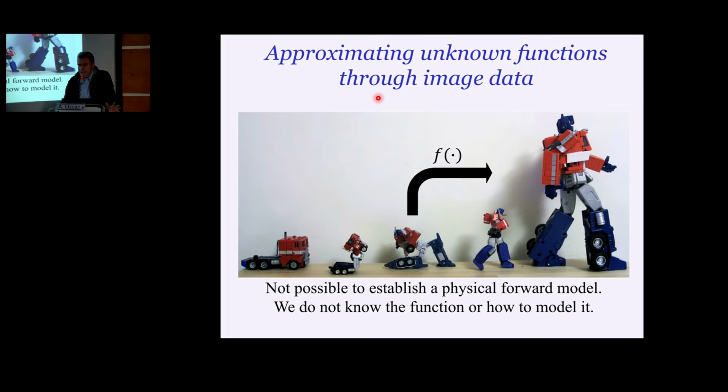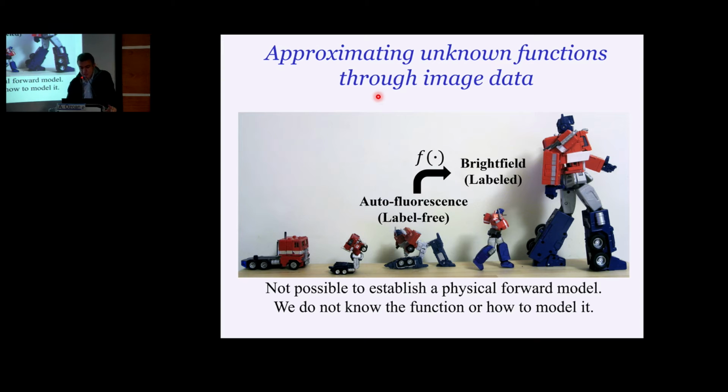So, okay, this is abstract. Who cares for that function? Let me give you a little bit more insight into what that function can be. Let's say that function is going to be targeting this transformation. It's going to take autofluorescence images of samples that are label-free. And then at the output of the function, I want bright field equivalent images of the labeled versions of those samples. So this function f is beyond our understanding.